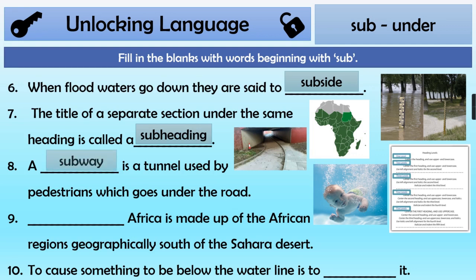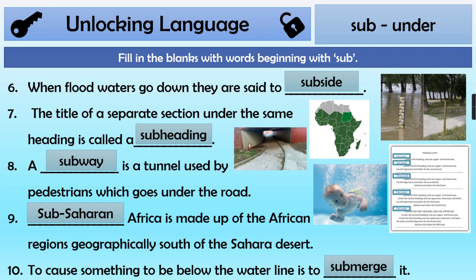Number 8. A subway is a tunnel used by pedestrians which goes under the road. Again, I'd be willing to bet you've all used a subway at one time or another. Number 9, sub-Saharan Africa is made up of the African regions geographically south of the Sahara Desert. Again, this is a term that you might well come across in geography at school.